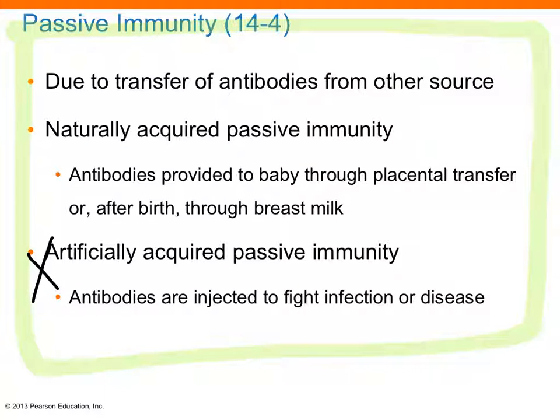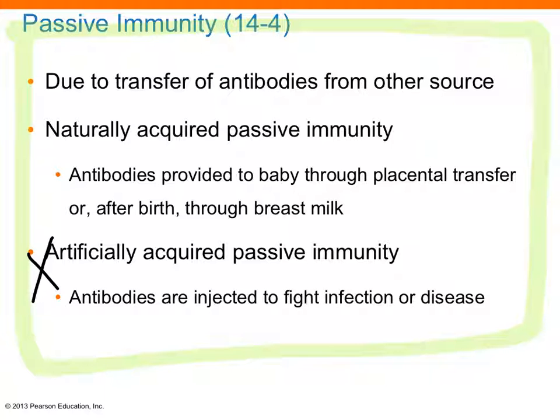Passive immunity is due to transfer of antibodies from another source. Naturally acquired passive immunity includes antibodies provided to a baby through a placental transfer or after birth through breast milk. Artificially acquired passive immunity is when antibodies are injected to fight a disease or infection.